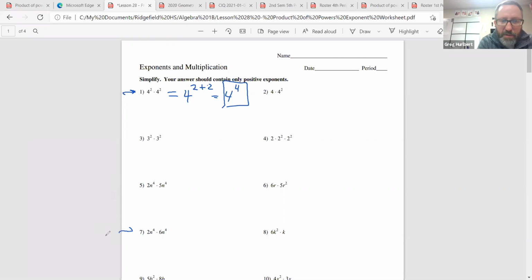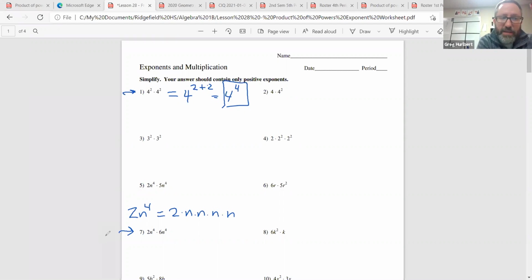Let's jump down and look at, say, for instance, number 7. If we were looking at number 7, you could rearrange these a little bit. There aren't any exponents on the coefficients. So for instance, 2n to the 4th, that exponent 4 only is working on the n. So the 2 is out in front and it's multiplying. And then there are 4 copies of an n. 1, 2, 3, 4. That's what 2n to the 4th means.